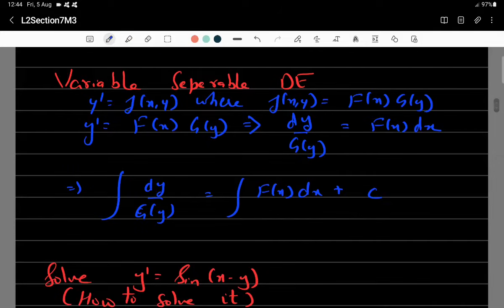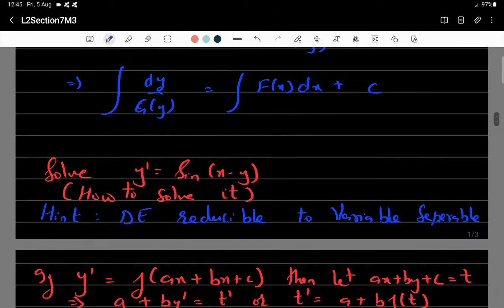Let's try to solve one more question which says that y dash is equal to sin x minus y. Now if you see this question, it is not variable separable. You can try it by yourself, but the hint is, can you reduce it into variable separable form? If it can be reduced to variable separable, then we know how to solve the variable separable differential equation. So please think over it.